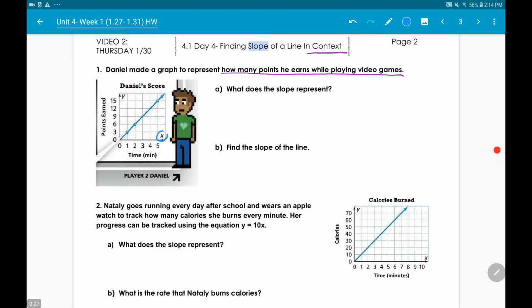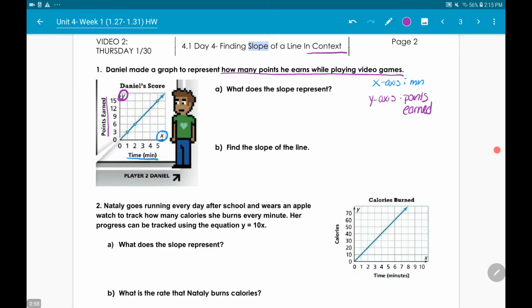Our x-axis is in minutes. So let's just put that information on the side here. Our x-axis is giving us information about minutes. And our y-axis over here is giving us information about his points earned. So y-axis is points earned. We're going to need that info a little bit later.